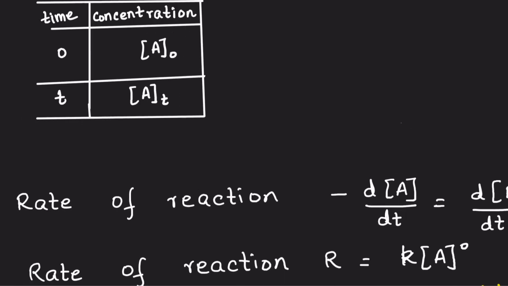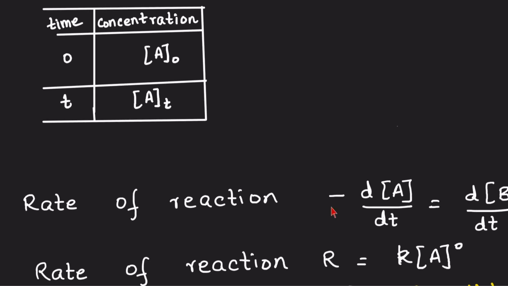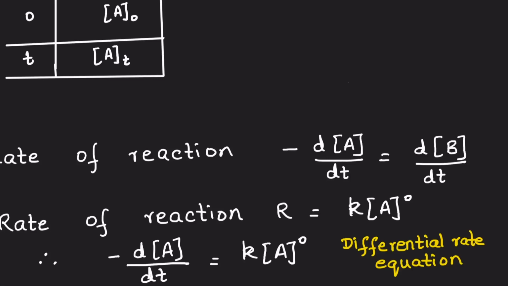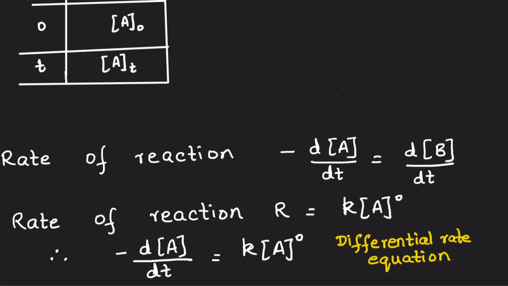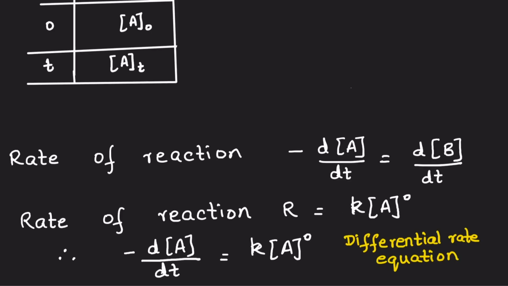Now, how can I express the rate of this particular reaction? There are two different ways that I told you. Minus d[A] by dt is equal to d[B] by dt. You remember this? We can also write the rate of the reaction as R is equal to k, that is the rate constant, into [A] to the power of 0. A to the power 0, anything to the power 0 is always 1. Now, if we are talking about the same reaction, that means the rate of reaction, whether given by the differential method or by the rate expression, they should be equal. Correct?